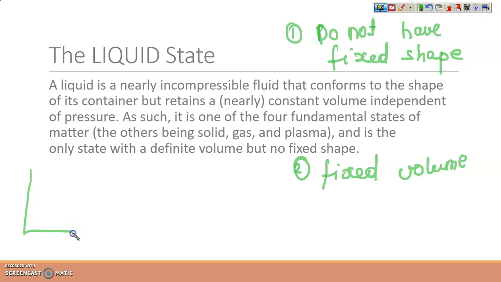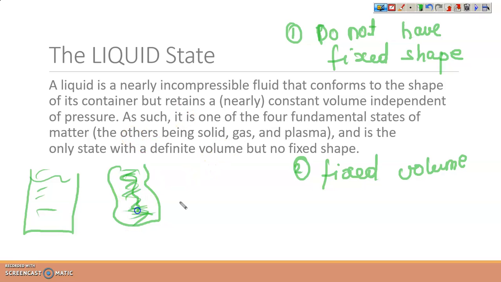They take the shape of the container in which they are kept. Suppose this is a container with this shape, and water is filled in it. So water will take the shape of this container. Suppose the container is round. The water filled in it will take the shape of this container.